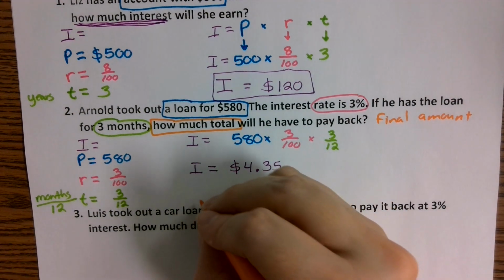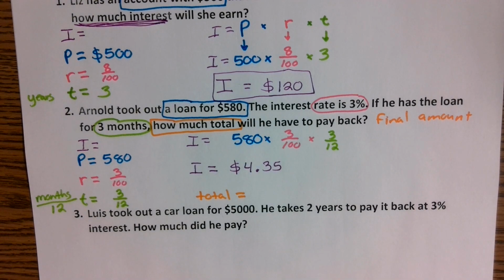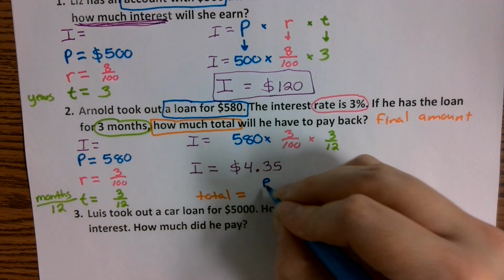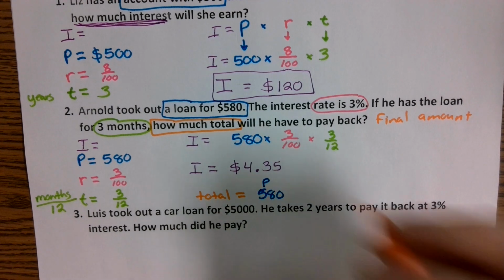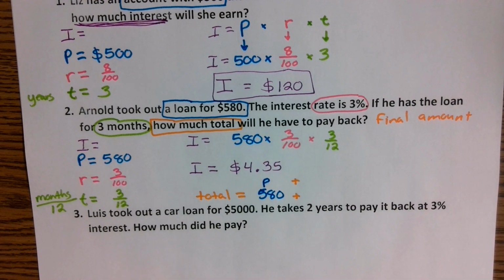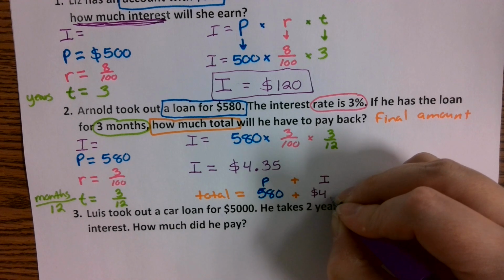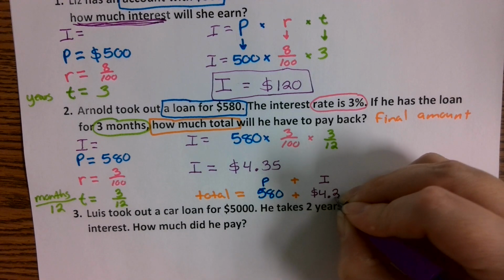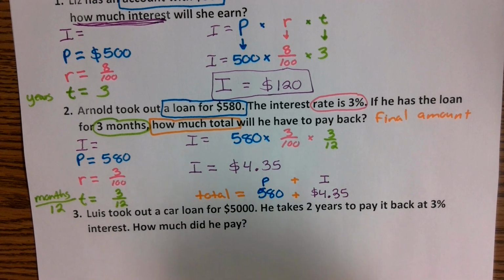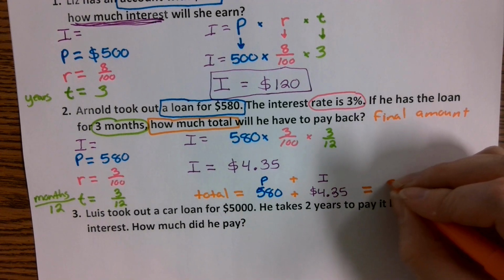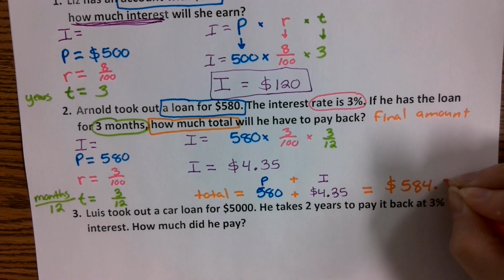And now we're going to find our total. The total is going to be found by taking our principal, which was 580, and then adding it with our interest, which was the $4.35. So when we combine those together, that's going to equal $584.35.